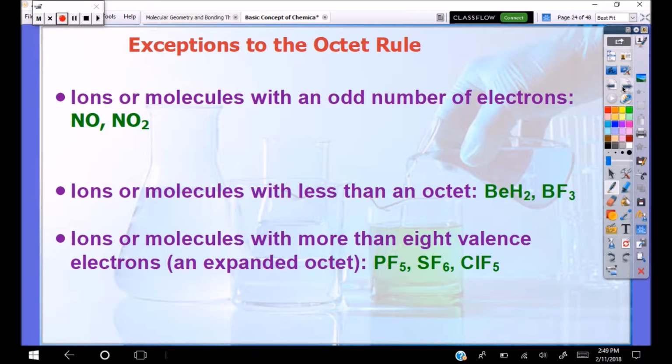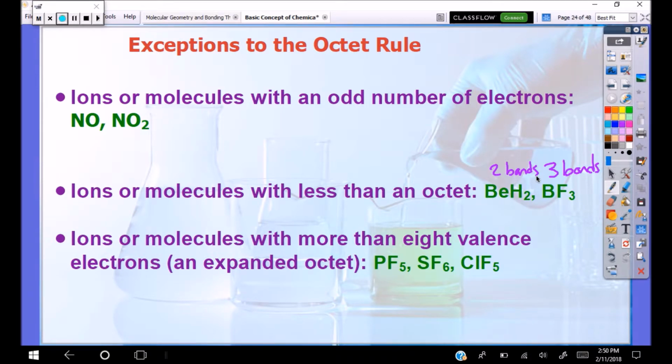For ions or molecules with less than an octet, we see beryllium hydride and BF3. Beryllium likes to form 2 bonds and have 4 electrons total. Boron likes to have 3 bonds. Okay. Now, the last one.